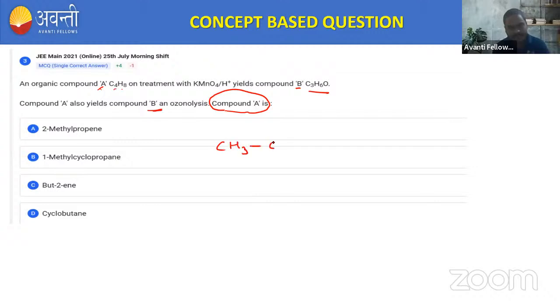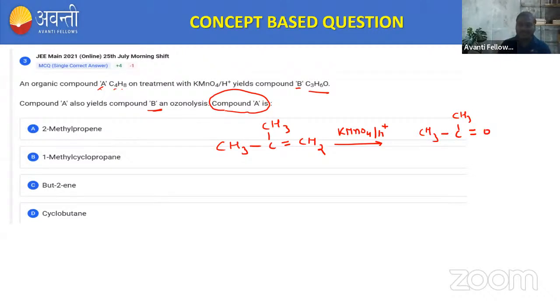2-methyl propene, we are having methyl on carbon 2, right? So this is the structure of 2-methyl propene. So when this 2-methyl propene is treated with KMnO4 in acidic medium, they will convert this into what? That is a ketone. That is CH3 C CH3 double bond O we have. So we have a ketone.